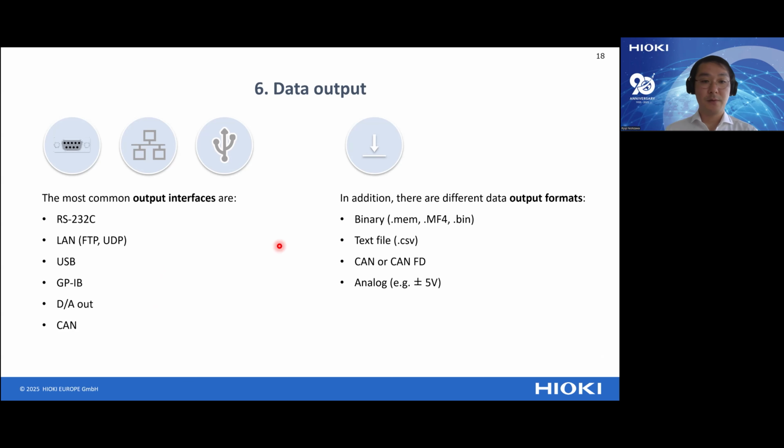And on the right, we have the different output formats. This includes binary files for compressed data, CSV files for Excel analysis, CAN or CAN-FD for automotive communications, and analog output like plus minus 5 volt for synchronizing with other instruments. So choosing the right combination of interfaces and formats makes post-processing and system integration much smoother and more efficient.